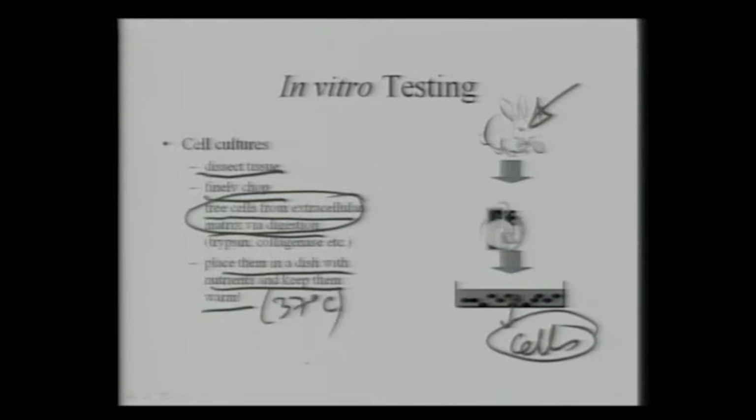Now, you have to always provide the cells with an environment sufficient for their survival, and that means you have to give nutrients, like food. Like a human being cannot survive without food, similarly cells will not survive without nutrients. And the second thing is that you have to give them a physiological environment, which means 37 degrees Celsius and pH 7.4. That environment must be given so that cells will survive.